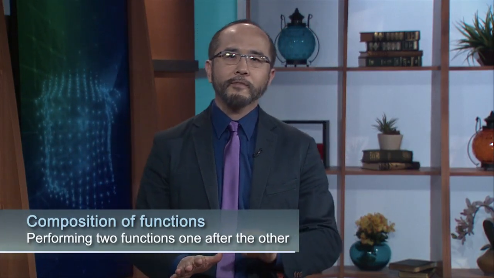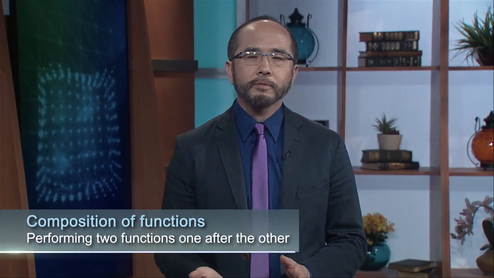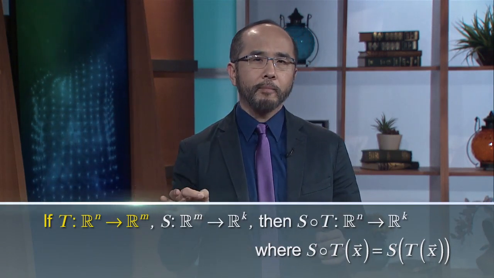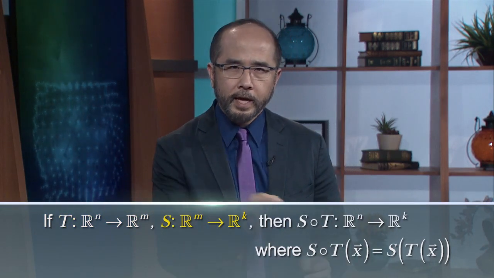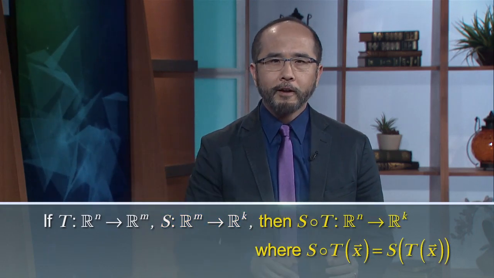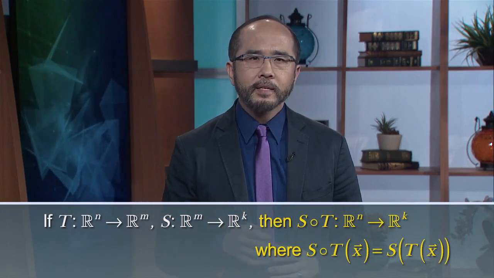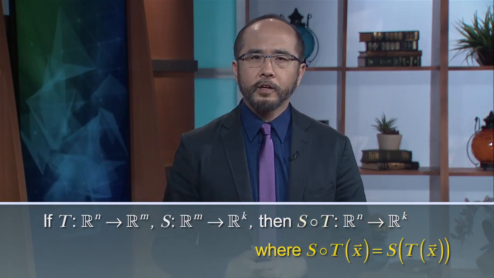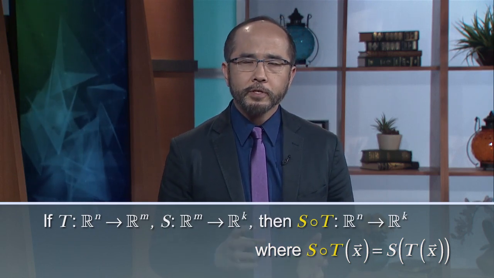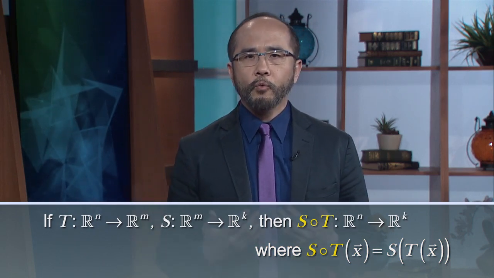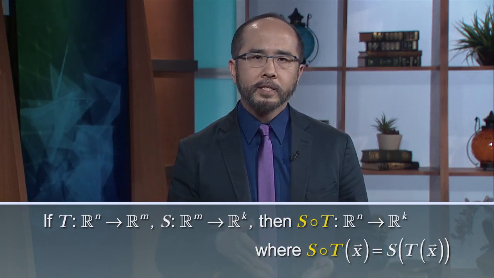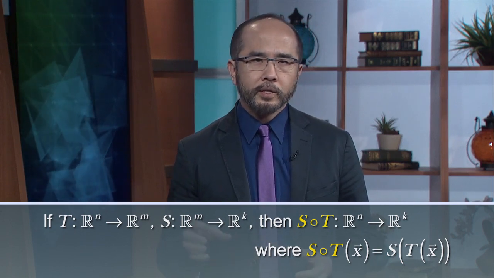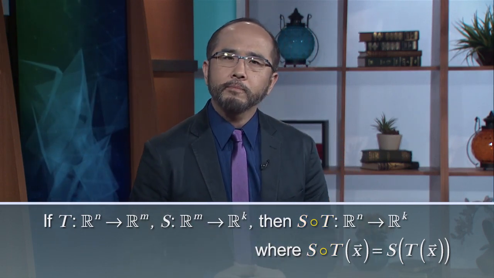Performing 2 functions, one after the other, has a name. That's called a composition of functions. If T goes from Rn to Rm, and S goes from Rm to Rk, then the function formed by first doing T, then S, is the function S of T of x. Notice how the order of S and T gets reversed in the notation because the way we apply functions is from the inside out. We write the composition as S circ T, where circ is the little circle sign.